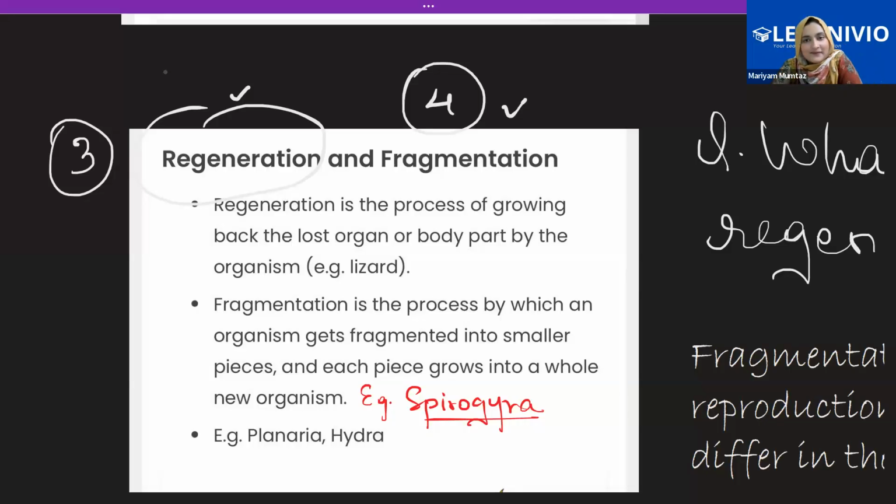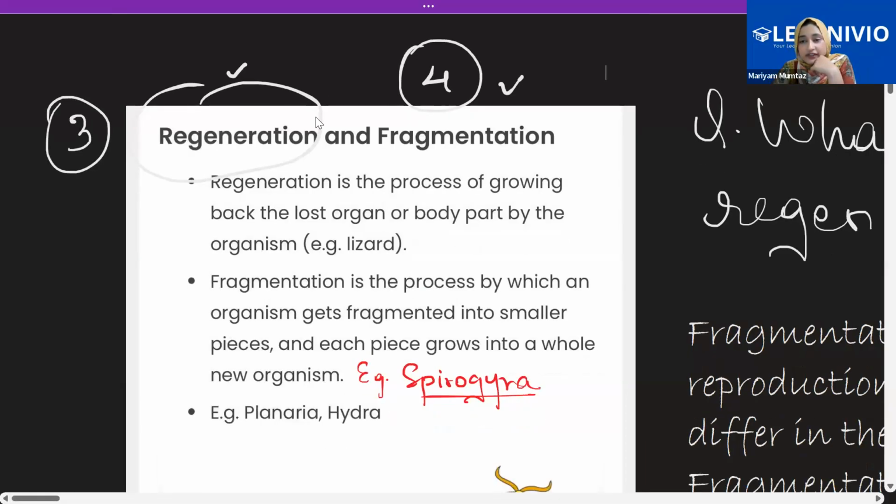Fragmentation happens by itself. Fragmentation is a routine procedure. Whenever the organism matures, this will happen. Whereas when you talk about regeneration, it's like by chance. If you cut it, then it will happen. But normally that organism is not going to reproduce like that. By chance, if it happens, then it's going to regrow. So that's the major difference.